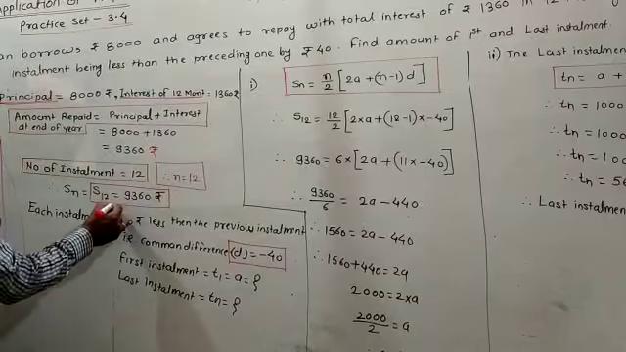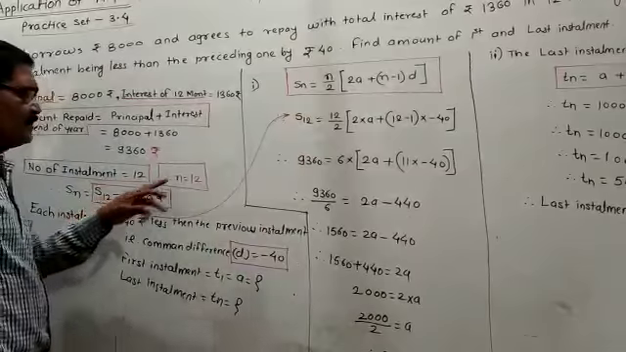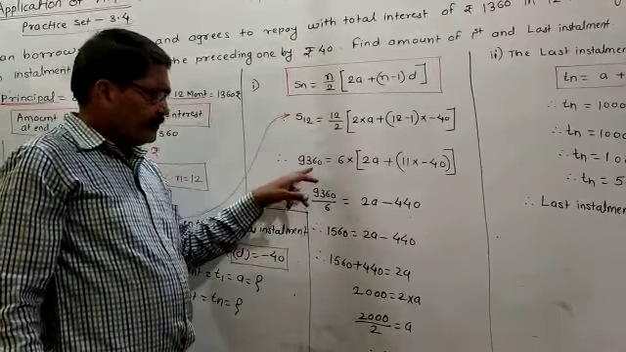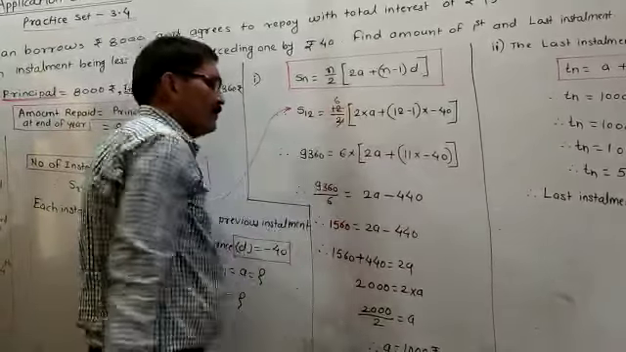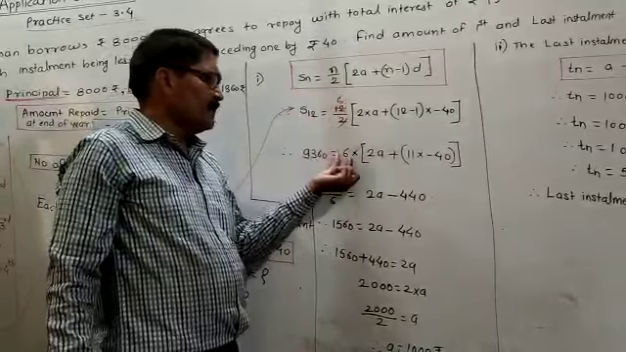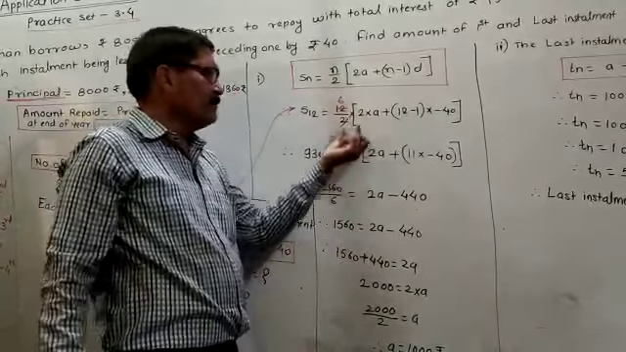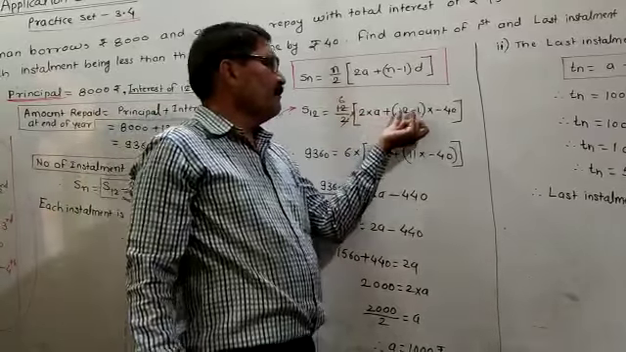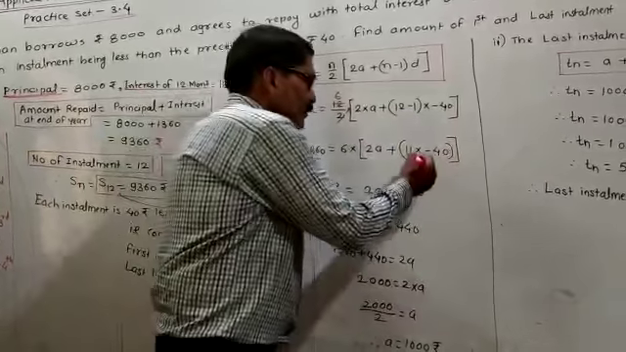Then S12 is given. What is the value of S12? S12 is equal to, directly you have to put 9360. Then 2 ones are 2, 2 sixes are 12. Means you will get 6 in between this bracket and this multiplication sign, 6 multiplied by, is equal to 2a plus 12 minus 1, which is 11, multiplied by minus 40. Then you have to do the product.